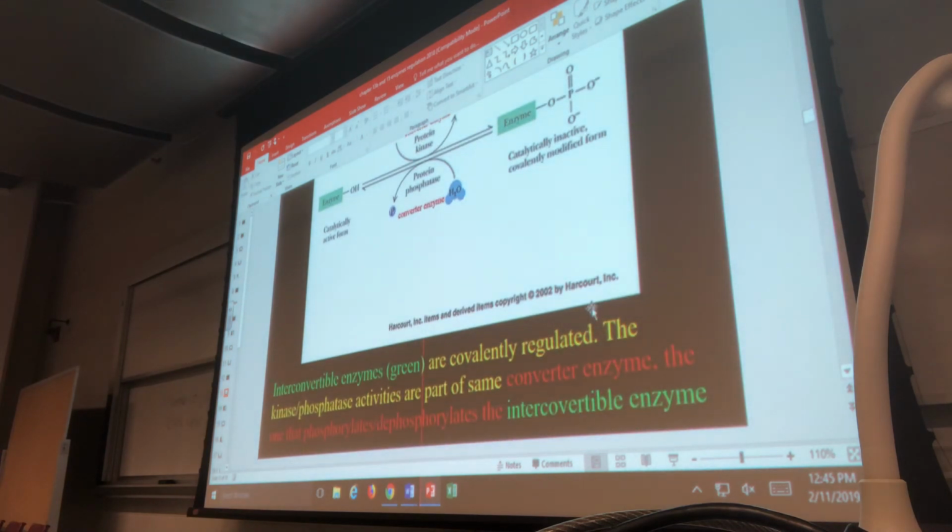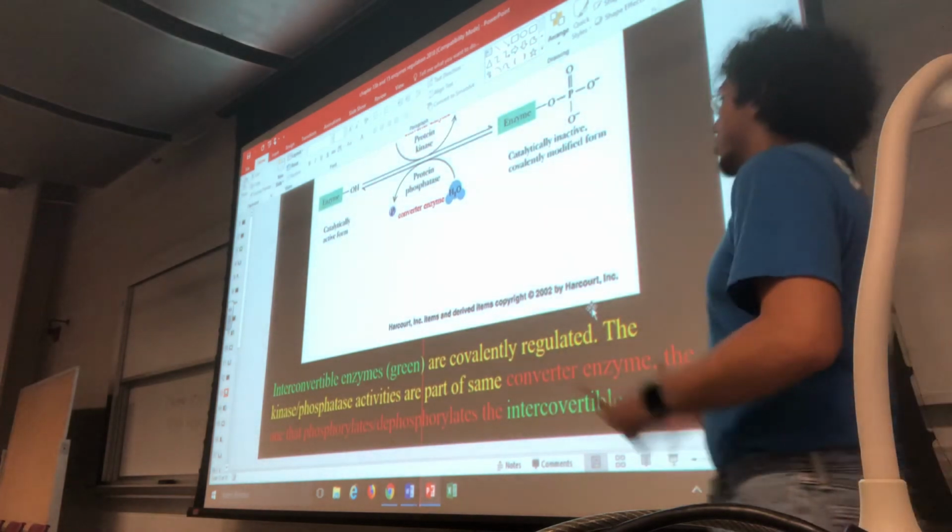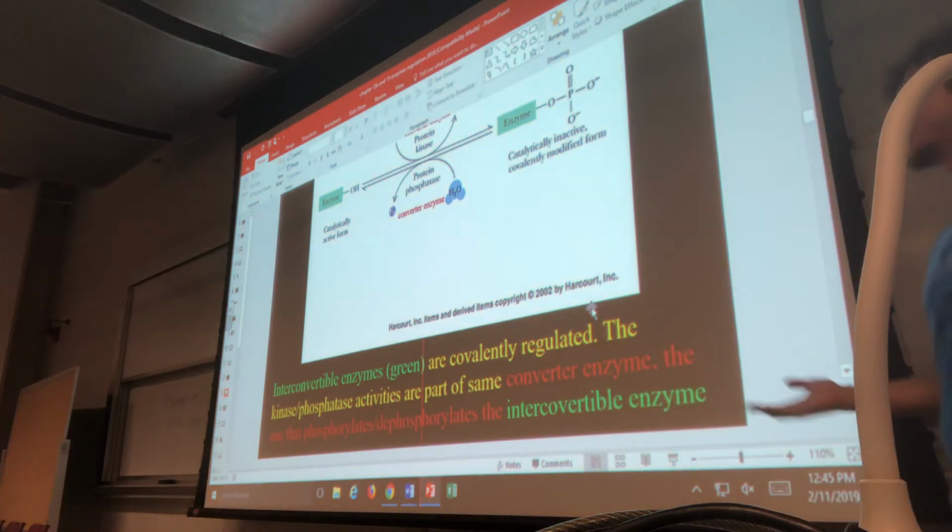So that would just be the enzyme? Yeah, that would be whatever the target enzyme is, which changes depending on the question. We're going to learn about one called glycogen phosphorylase in a little bit that can be covalently modified. Okay. Good. Any questions on covalent modification? All right.